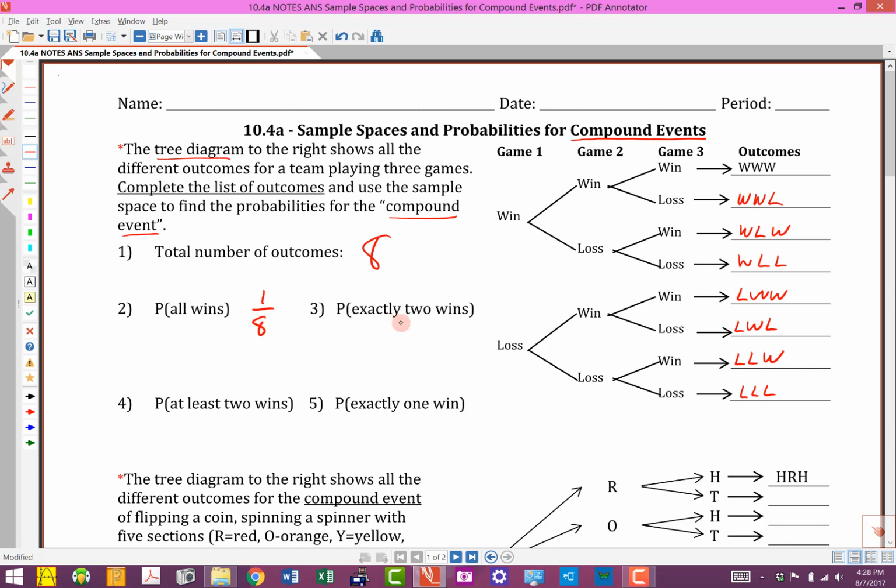Probability of exactly 2 wins. So let's go through here and take a look at this. Exactly 2 wins. Well, that's not exactly 2 wins. So there's exactly 2 right here. So I'm just going to put a 2 off to the side right here. There's exactly 2 right here.